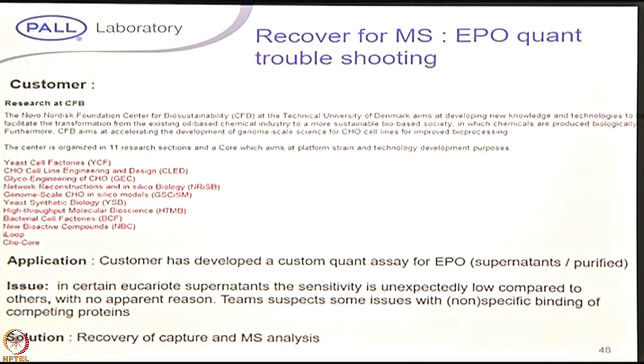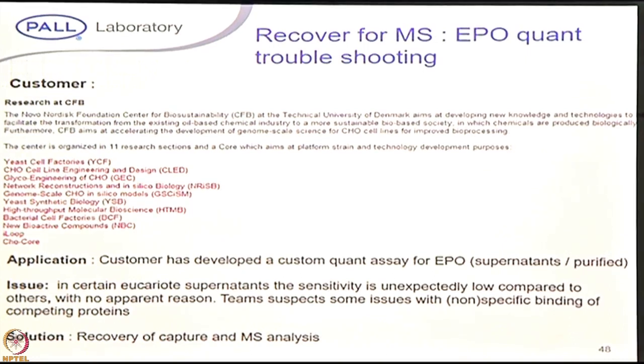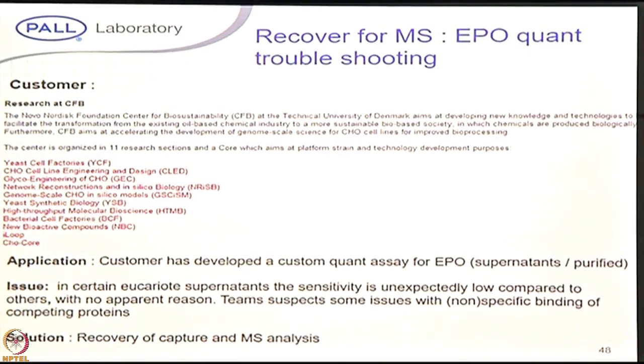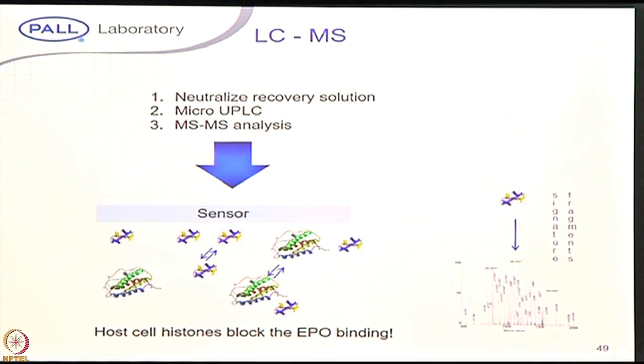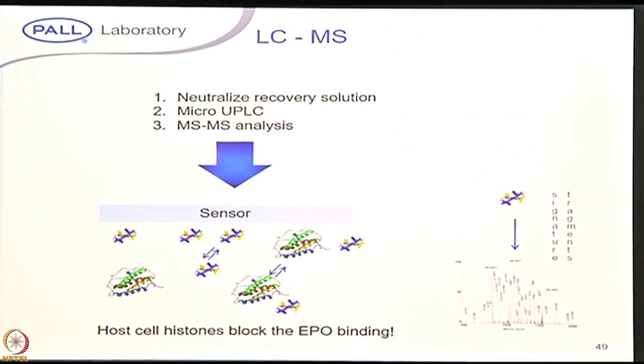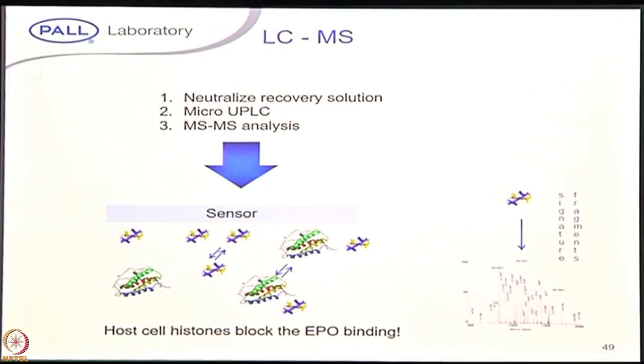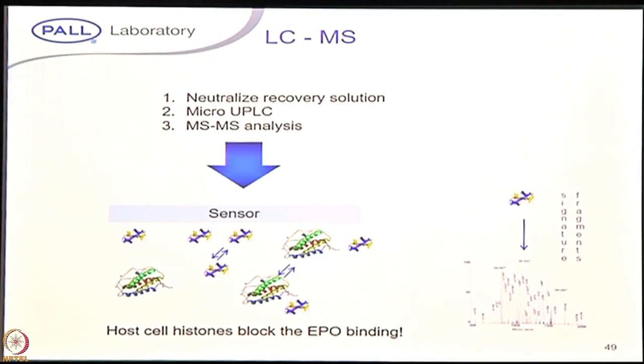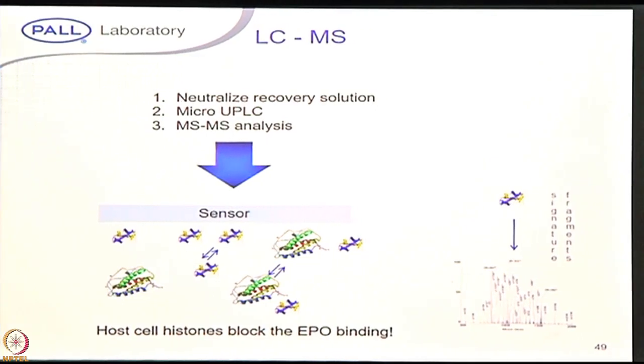So one more example is an industrial work. The erythropoietin they were expressing, the Novo Nordisk company, where, when they were doing the quantitation, they were getting a very low concentration. Then they wondered what was happening. So they identified some host cell histones blocking the EPO binding. They eluted those mixtures and performed mass spec with that. Then they identified that the protein of interest was binding to it, blocking the binding of the EPO.